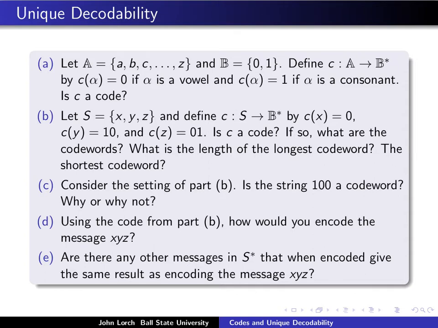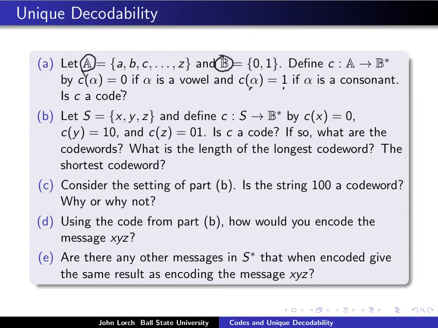Here we explore a few questions that will help us firm up our knowledge of the terminology that we discussed on the previous slide. So in the first question, we have our ordinary alphabet, capital A, and capital B, on the other hand, is just going to be the collection of symbols 0 and 1. So we're going to define a function C from A to strings on B as follows. So C will take vowels to the symbol 0, and C will take consonants to the symbol 1. The question is, is this a code?